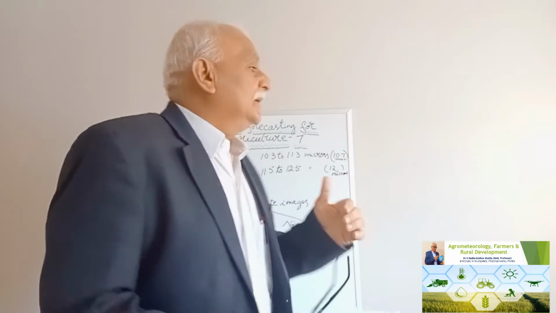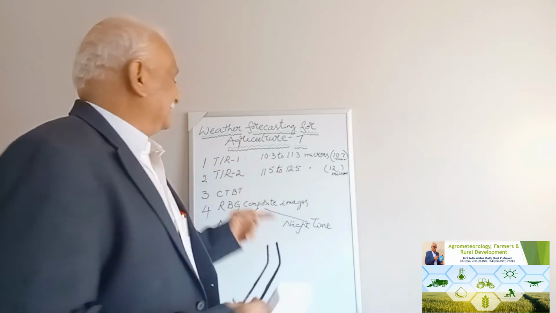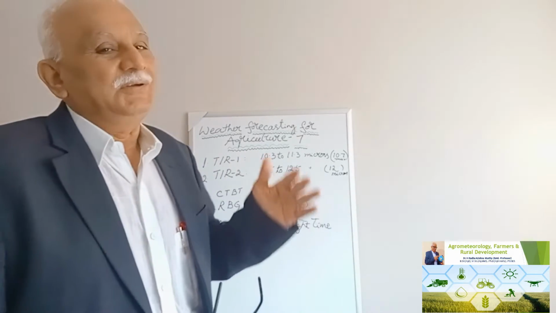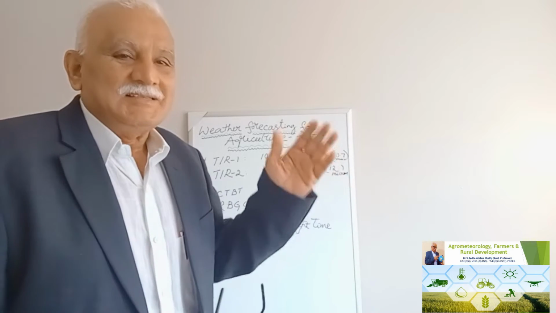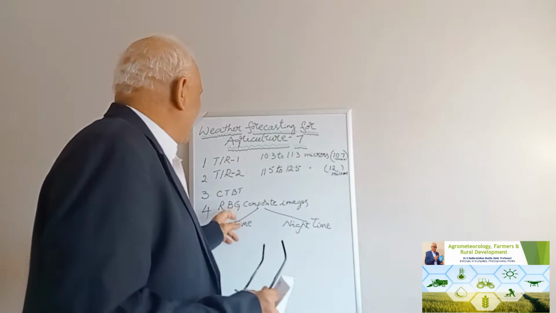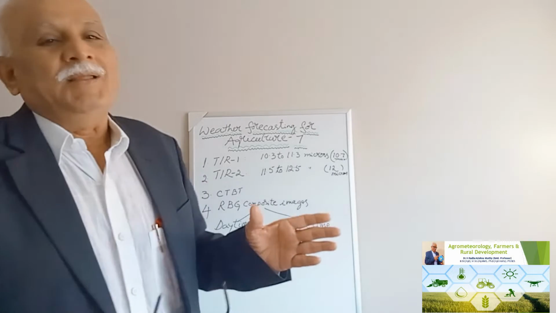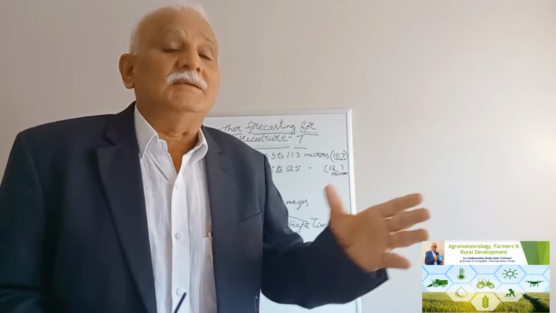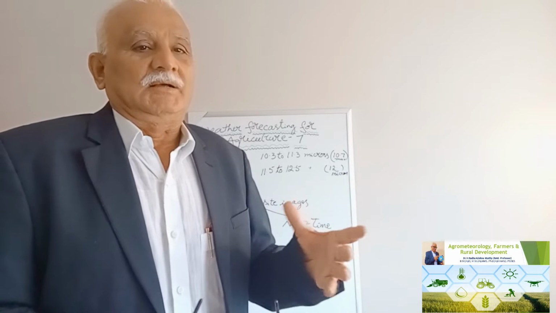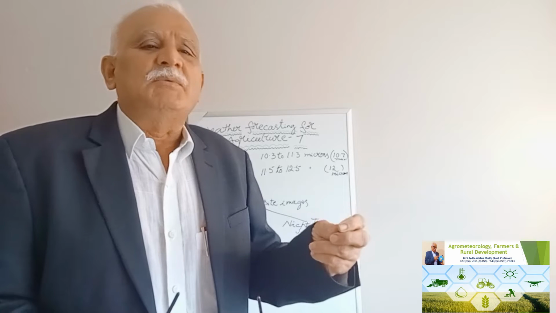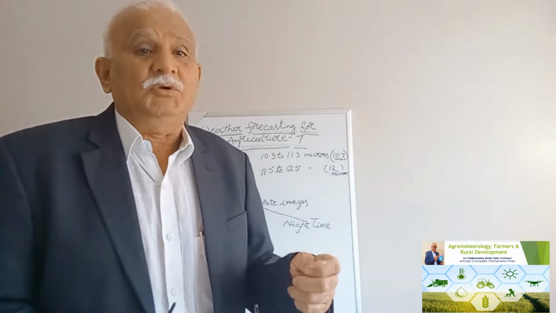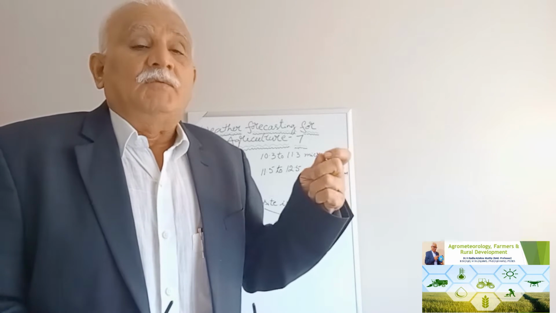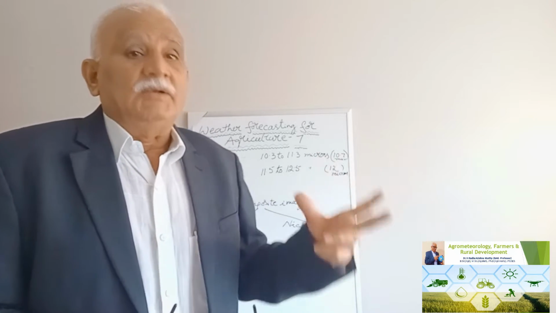That is thermal infrared 1, thermal infrared 2, CTBT (cloud top brightness temperature), then RGB composite images, that is red, blue and green images, and the microphysics of that. Each one I would like to share with you in a maximum of 1.5 minutes. Thermal infrared 1, as far as weather forecasting for agriculture is concerned, different payloads we have.